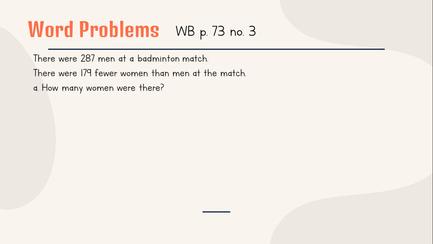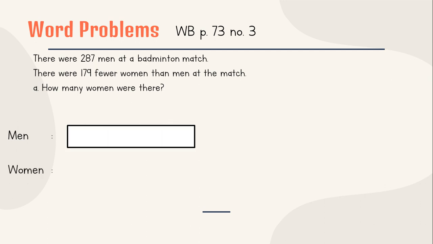Now, number 3. There were 287 men at the badminton match. There were 179 fewer women than men at the match. How many women were there? Once again, we have to look at the information provided by the story. So now we know that there were 287 men at the badminton match. After that, how many were women? So there were 179 fewer women.